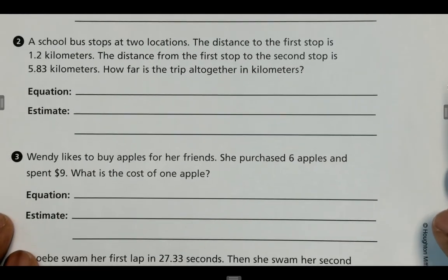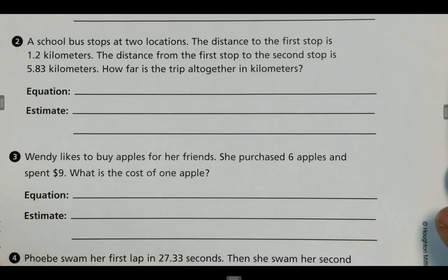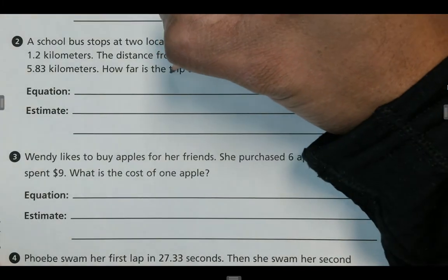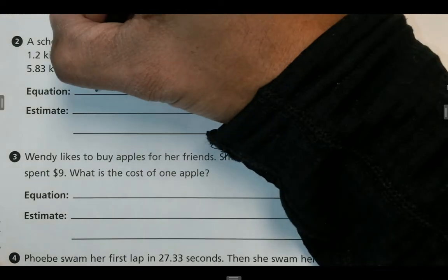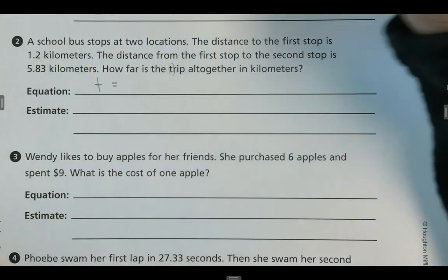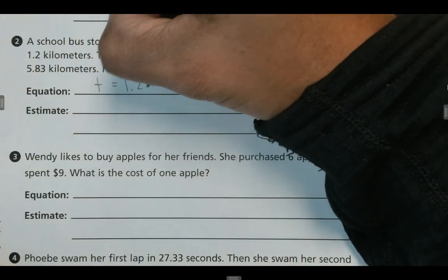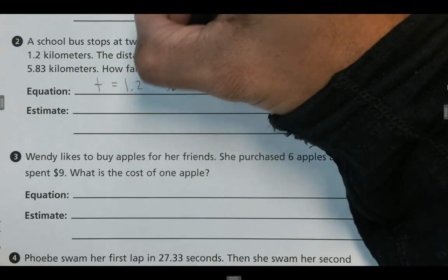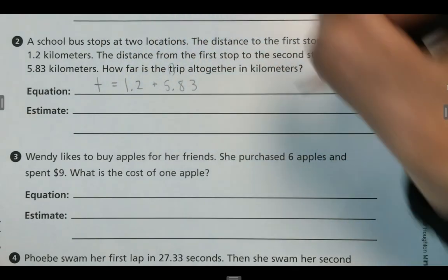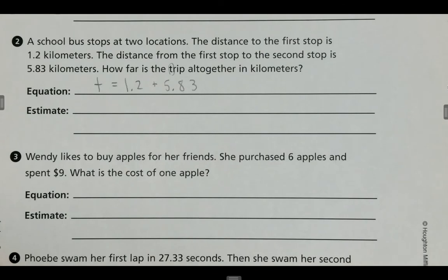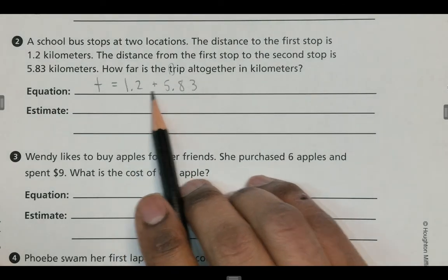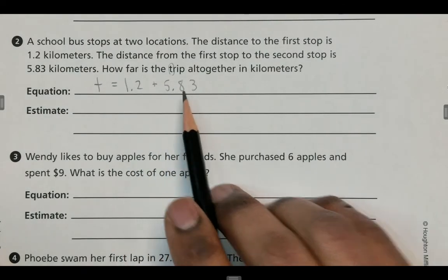Number 2. A school bus stops at 2 locations. The distance to the first stop is 1 2/10 kilometers. The distance from the first stop to the second stop is 5 83/100 kilometers. How far is the trip altogether in kilometers? Let's solve for t. T equals 1 2/10 plus 5 83/100. Mental math. I'm going to round this down to 5 8/10.